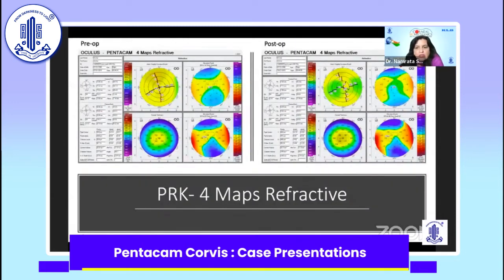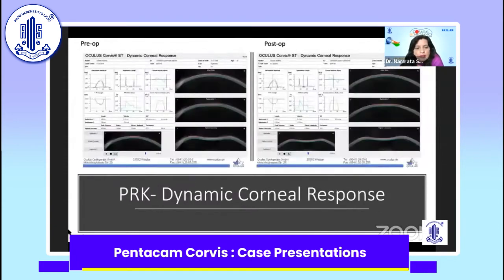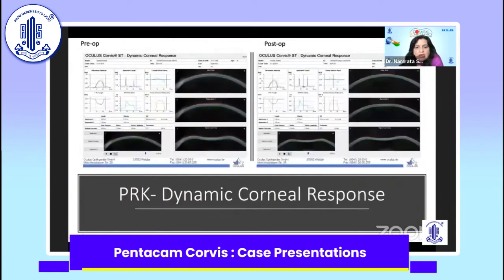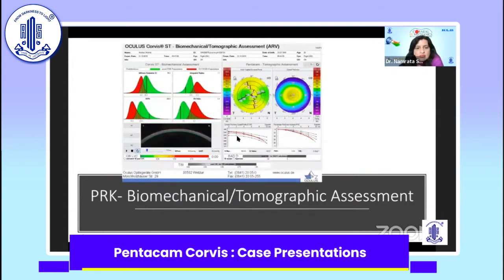as far as the machines are concerned. Now, this is a case where PRK was done, and as you do the PRK, notice that the cornea becomes flatter. The pachymetry also decreases, and the anterior curvature maps change. The posterior corneal elevation maps remain the same in the pre- and the post-operative period. And if you look at the dynamic corneal response in these cases, again, notice that there is a decrease in the deformation amplitude to some degree, and the applanation length also decreases to some degree.